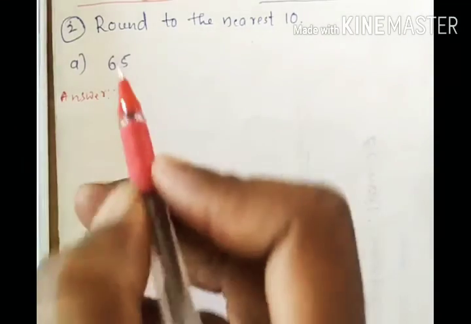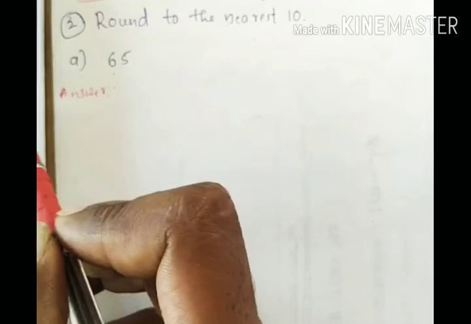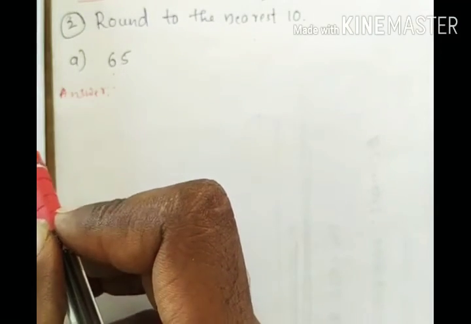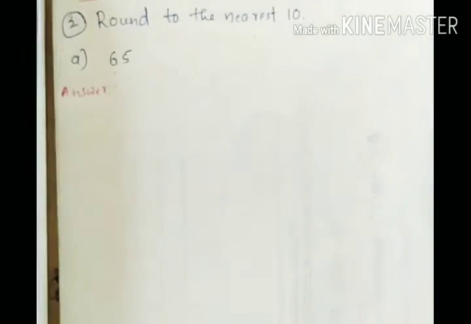And hello my dear students, in exercise 1D, this is the second question, round to the nearest 10, and the first given number is 65. Dear students, I want to explain this one in detail, because some students asked me how to round to the nearest 10. This is very simple, try to understand.